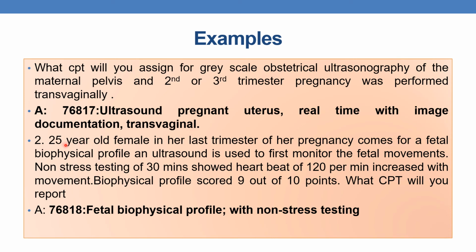Let us discuss one more example. A 25-year-old female in her last trimester of pregnancy comes for a fetal biophysical profile and ultrasound is used to first monitor the fetal movements, non-stress testing of 30 minutes. Here the biophysical profile is with non-stress testing or NST of 30 minutes showed heartbeat of 120 per minute increased with movement. Biophysical profile scored 9 out of 10 points. What CPT will you report? The answer is 76818. Fetal biophysical profile with NST or non-stress testing.